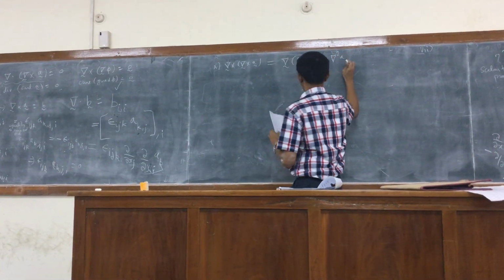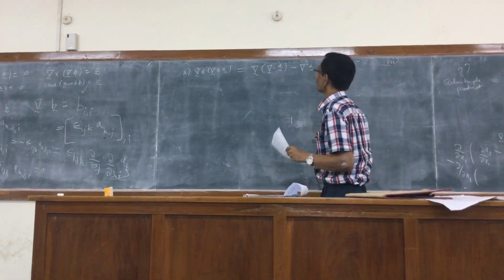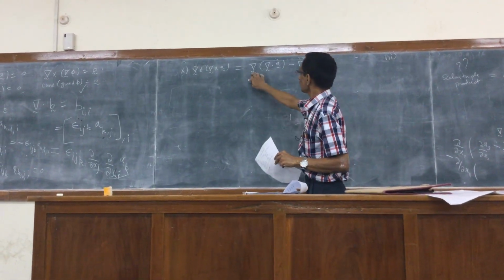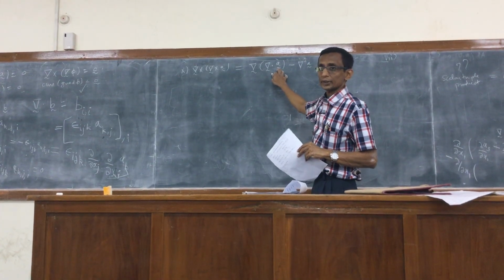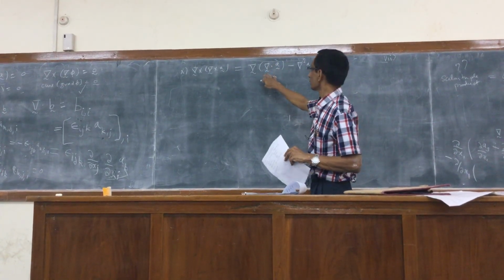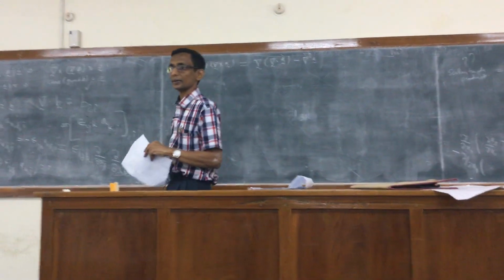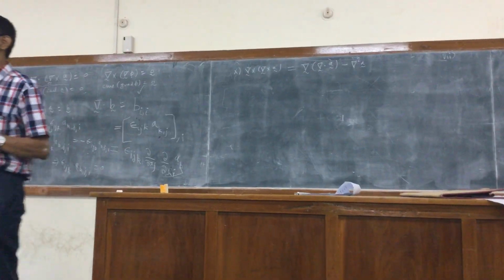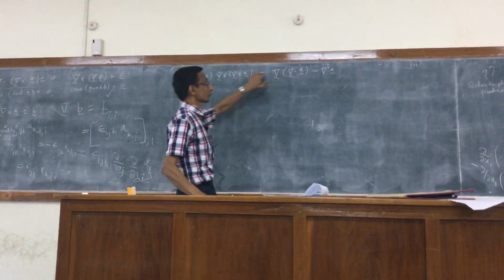I'll just explain. This is a vector, this is the gradient of the divergence. That is not zero. Gradient of divergence will give you a vector. First of all, this is a vector identity. The curl of the curl of a vector, that is not zero. That is all in general, right?